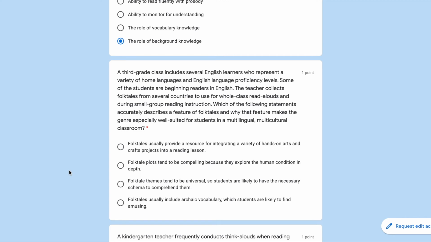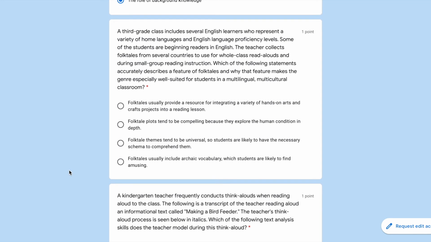Is it letter A, folktales usually provide a resource for integrating a variety of hands-on arts and crafts projects in a reading lesson? Is it B, folktale plots tend to be compelling because they explore the human condition in depth? C, folktale themes tend to be universal, so students are likely to have the necessary schema in order to comprehend them? Or is it D, folktales usually include archaic vocabulary which students are likely to find amusing?